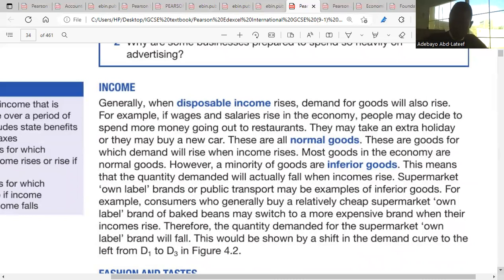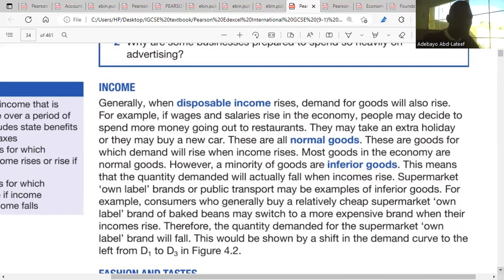So for income, when we talk about income, we're talking about the amount of money an individual makes. So it's not all that you make as an individual that you can spend. What you can spend is called disposable income. Disposable income is the amount of money that is available for you as an individual to spend when you have paid all your dues. So the disposable income, that's the amount of money you can spend.